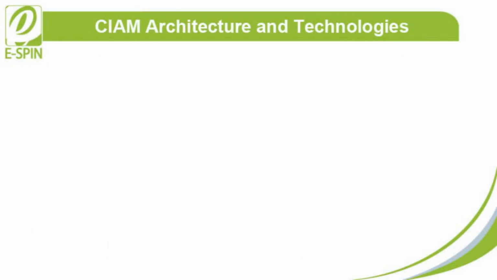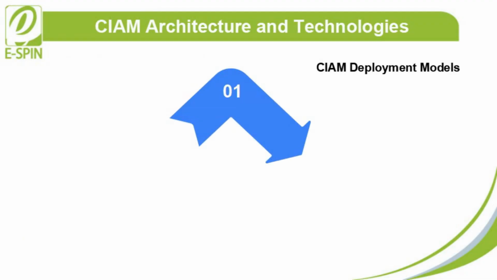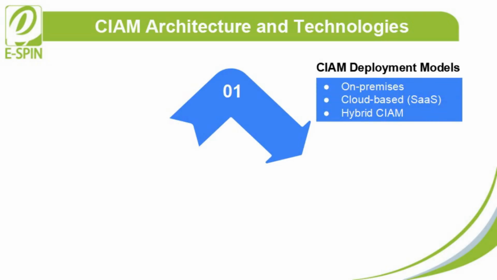CIAM architecture and technologies. 1. CIAM deployment models. On-premises, offering maximum control over data storage, security policies, and infrastructure. This model is ideal for highly regulated industries like finance or healthcare.